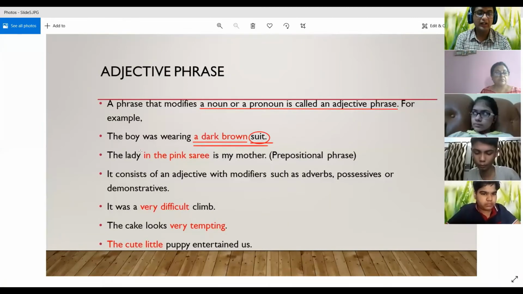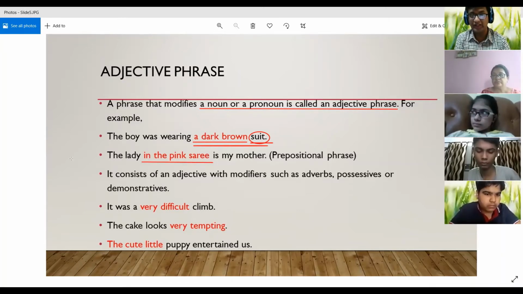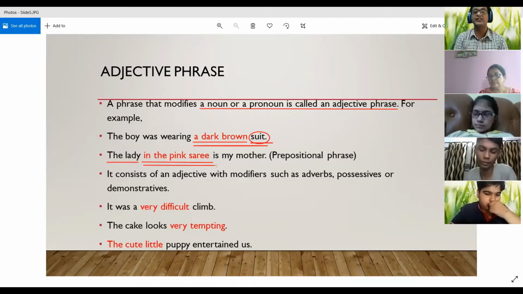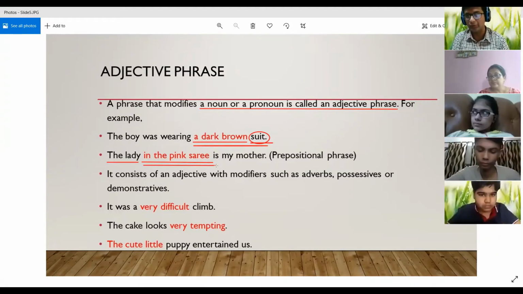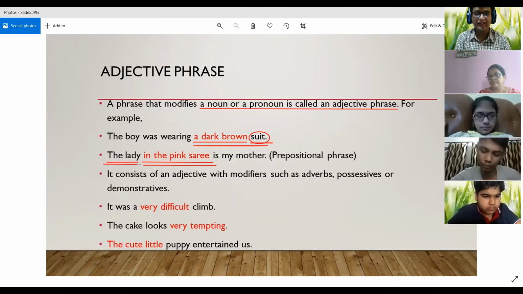So now we come to the next example. The lady in the pink sari is my mother. So now we are here at in the pink sari. What is it doing? It is describing the lady. Which lady? So we will say the lady in the pink sari. So in the pink sari, the phrase over here is describing the noun, the lady present over here, right? So this will become an adjective phrase, because this whole phrase in the pink sari is describing that lady. Understood? And the lady that is present in the beginning will become a noun phrase, right? The lady will become a noun phrase. In the pink sari will become an adjective phrase.